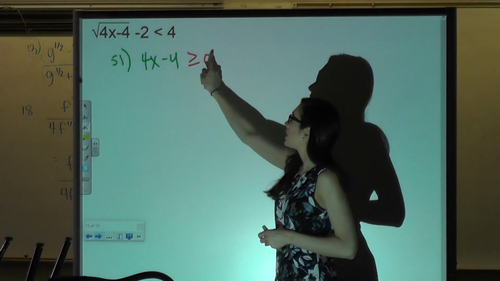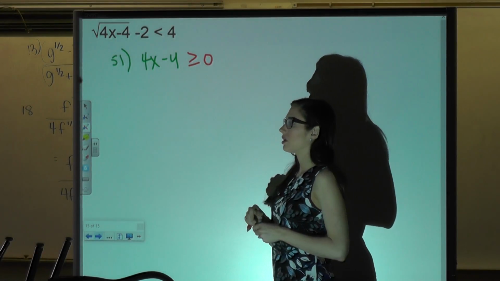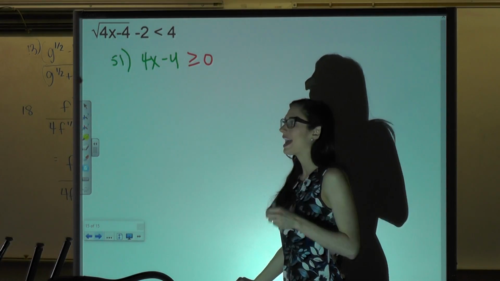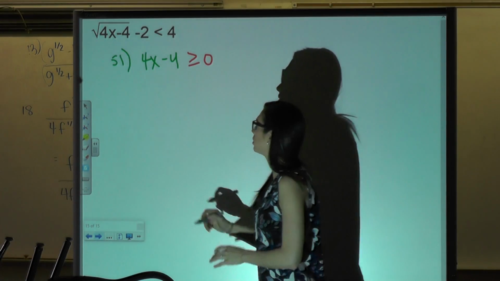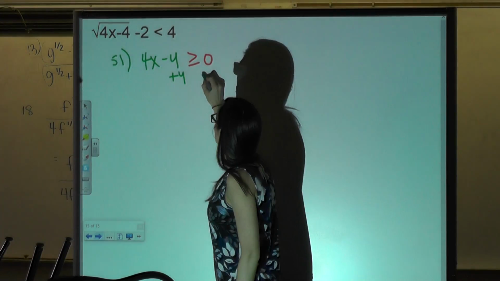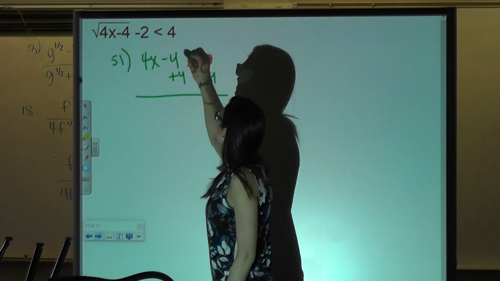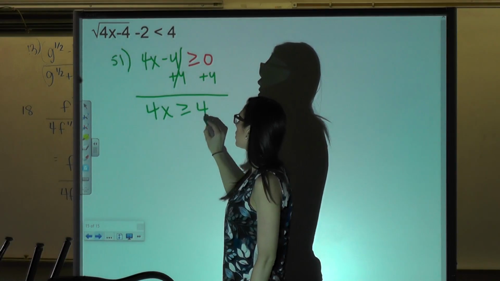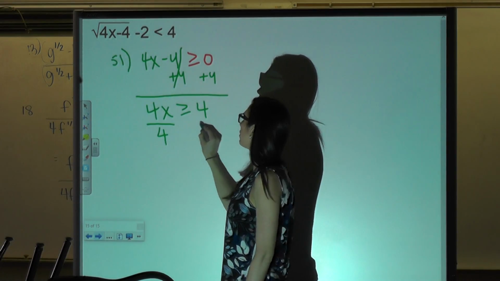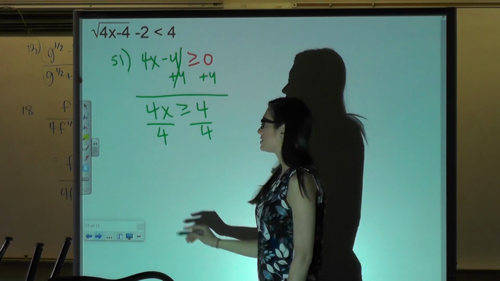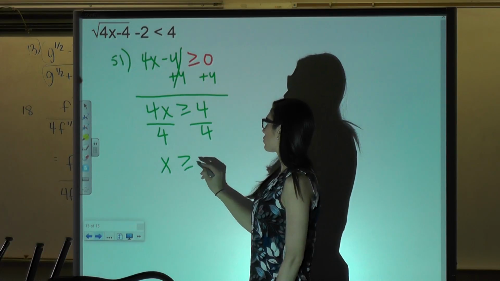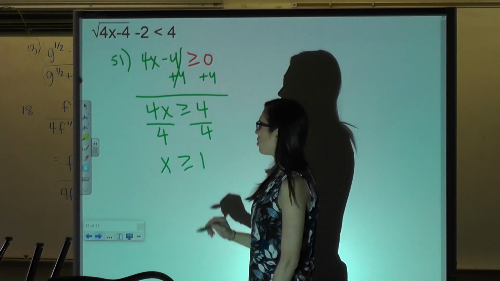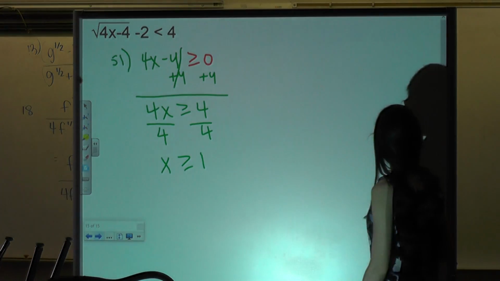So you will always put greater than or equal to 0, okay? Because you can't have anything less than 0. You add 4 to both sides. This cancels, giving you 4x is greater than or equal to 4. Let's divide by 4 on both sides. X is greater than or equal to 1. So there's your first interval.